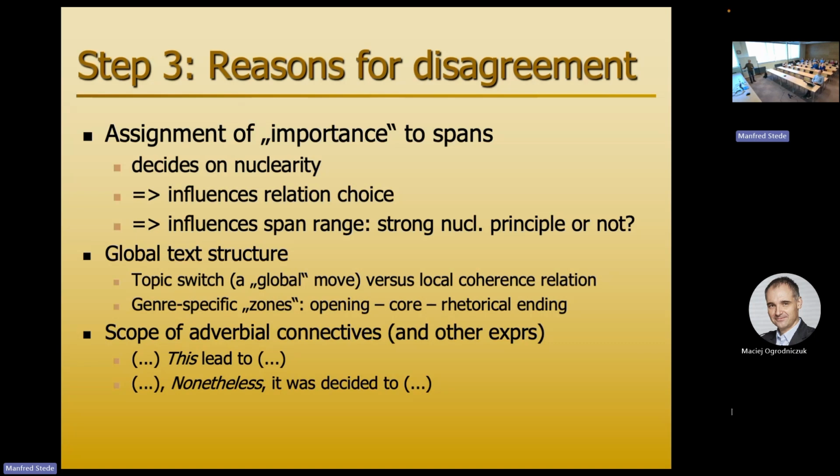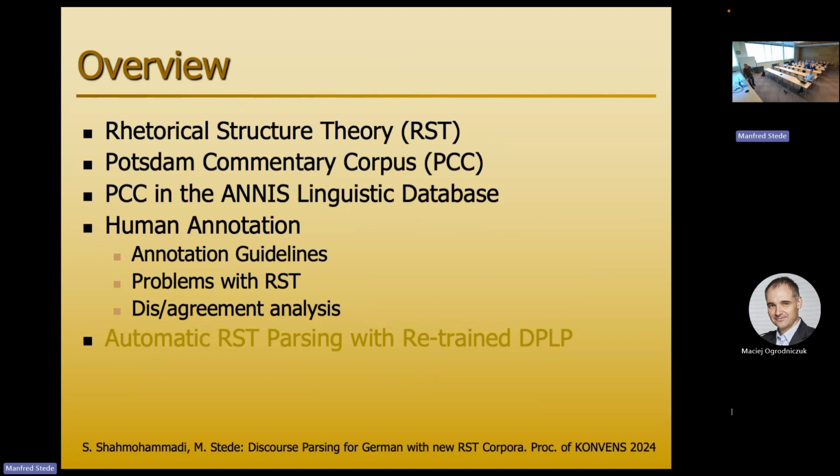An example of global text structure is the plain old opening, core, and rhetorical ending that you get in commentary text. In the end, there's often a bang at the end that kind of summarizes the opinion. And a linguistic phenomenon that co-occurs with some of these things is ambiguity, obviously, of deictic expressions like this. This led to something else. So what's the that? How far to the left does the scope of the this actually stretch? And similarly for nonetheless, none the what, this one or more left context. So linguistics also has some complications to offer for making the decisions.